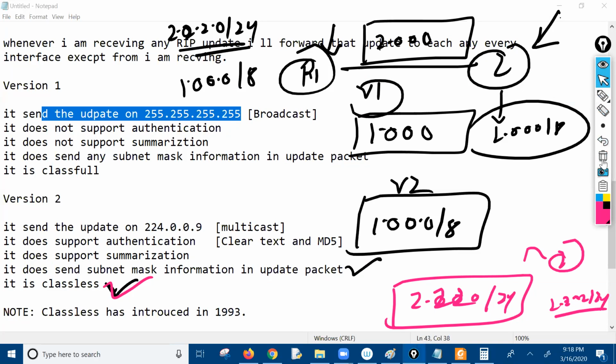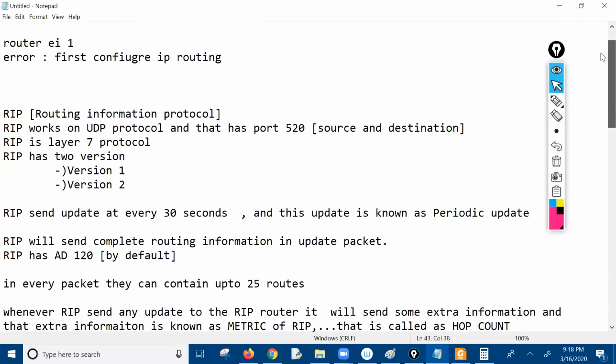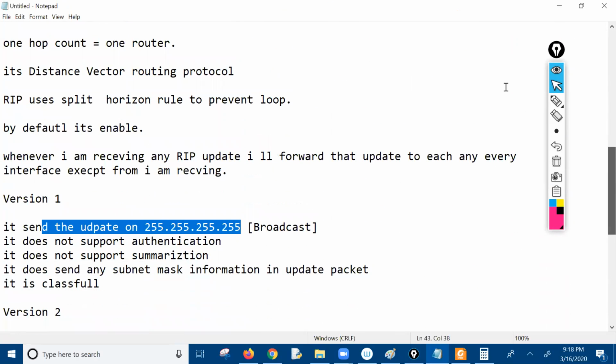If you have any questions regarding how routing works and the use of each thing, you can ask me now, because we can't show you the practical today. Tomorrow we'll do the practical of this.